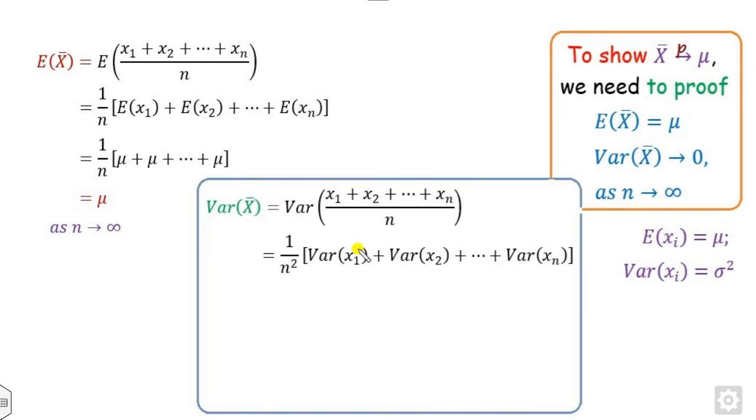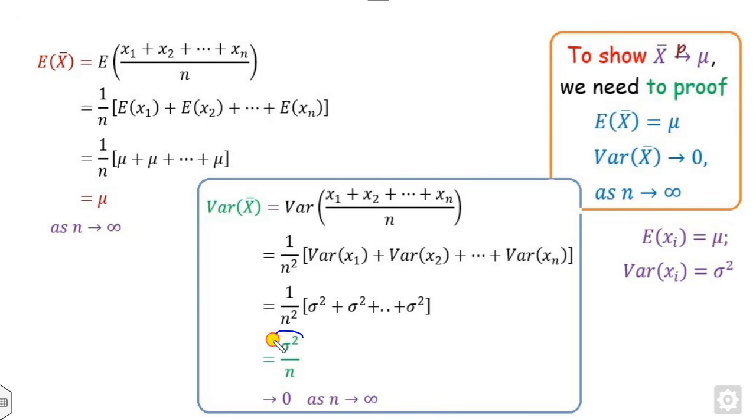On the other hand, if you calculate the variance of this, you can take 1 by n square outside. What is the variance of the x1? This is sigma square. So this is sigma square, this is sigma square. So what is that? This will be n times sigma square. So if n is cancelled out, it will be sigma square by n. And what is the value of this as n approaches infinity? 0. So therefore, E of x bar is a finite value and variance of x bar approaches 0. So therefore, x bar is the consistent estimator of this mu.